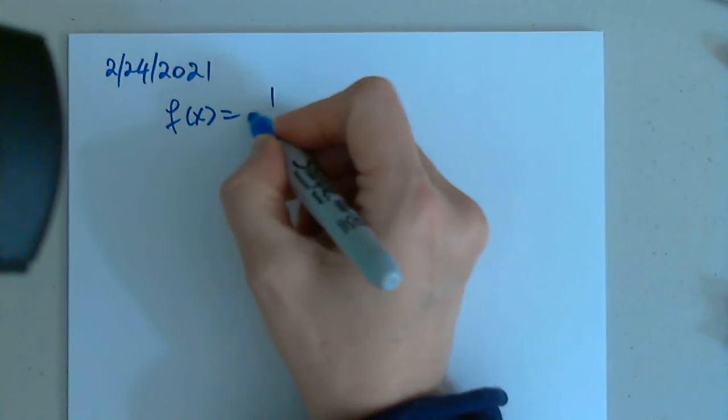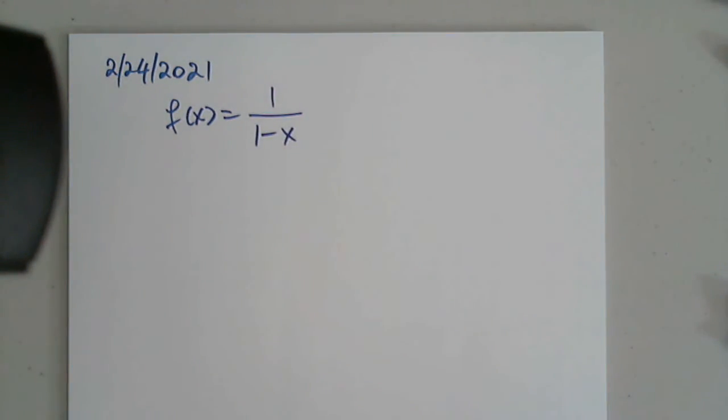f of x, which is 1 over 1 minus x. Or was it x minus 1 or 1 minus x? Let me check. It doesn't matter. We can do this one if it is not the same. It was 1 minus x. Okay, perfect. So when I'm asked to find the derivative of this function, and I'm asked to use the definition.